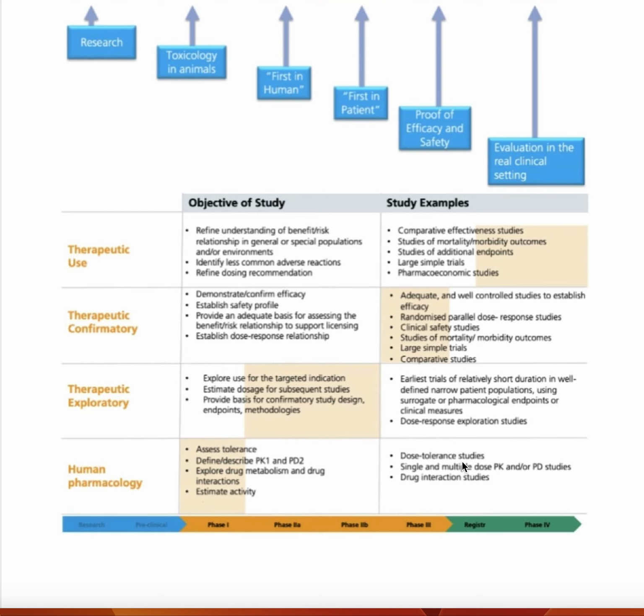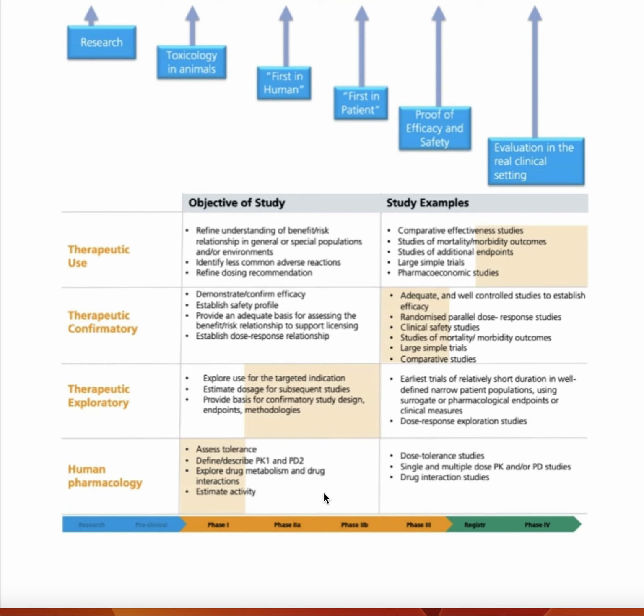Example studies are dose tolerance studies, where we study healthy volunteers to explore the maximum dose that we can give to humans without causing toxicity or bad effects. There are also single and multiple dose pharmacokinetics and pharmacodynamics studies, and drug interaction studies. So again, human pharmacology is phase 1, given to volunteers, and as we said before, we use 10 to 100 volunteers in this phase.